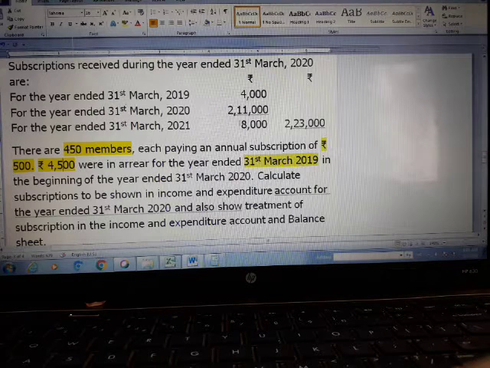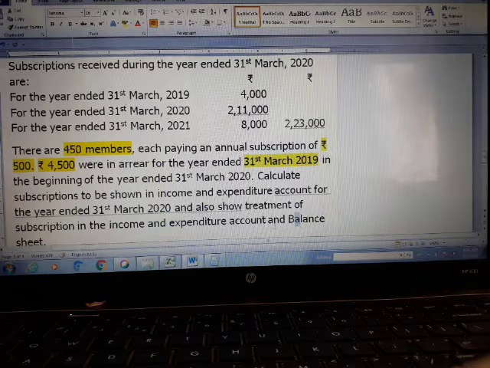Similarly, the amount of rupees 8,000 which I received in the form of subscription, that is advance subscription, has to be taken to my balance sheet. Clear? So it is given very clearly that you need to calculate the subscriptions that need to be shown in the income and expenditure account for the year ended 31st of March 2020. And they also said to show the treatment of subscription in the income and expenditure account and also in the balance sheet.